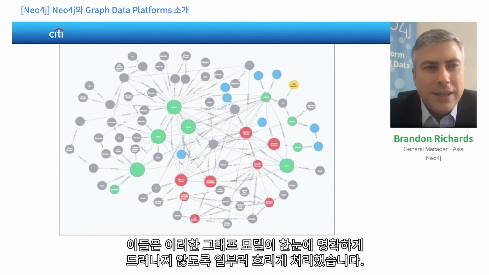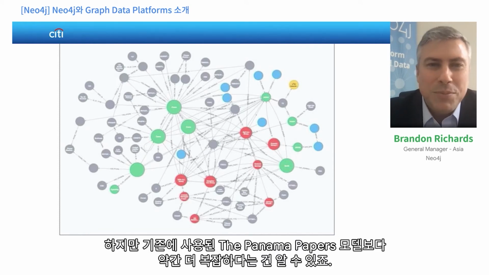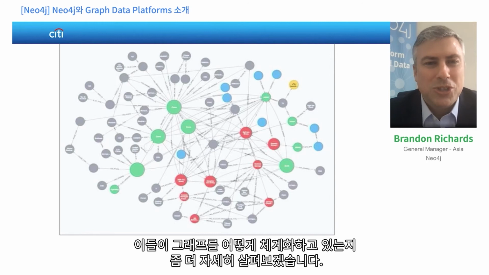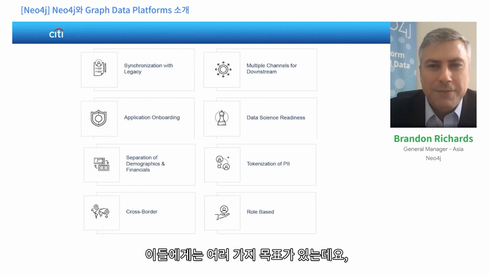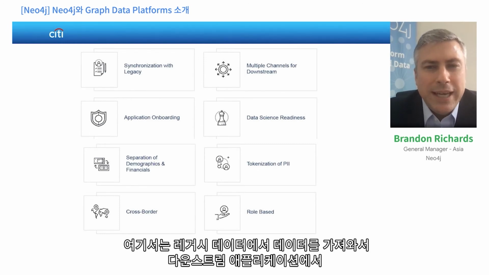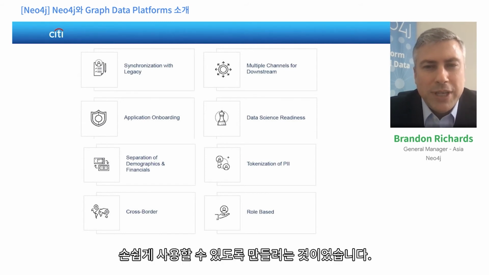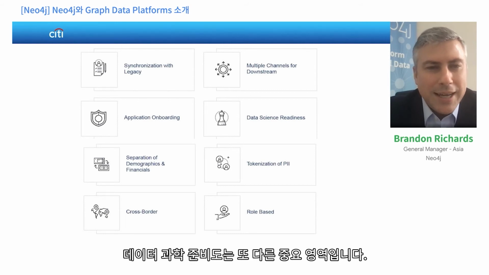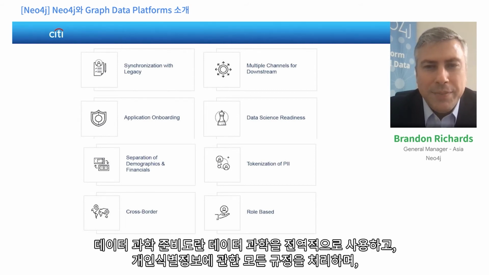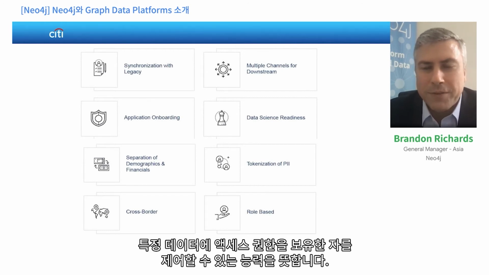Their graph model, and they've blurred it on purpose, so it's not super clear, but you can get a sense of this is a little bit more complex than the Panama Papers model that was used. We can see more richness in how they are structuring their graph. They have lots of objectives: pulling data from legacy systems, making that data easy for consumption from their downstream applications. Data science readiness, another important area. The ability to use this globally and handle all the personally identifiable information regulations and control who has access to what information.